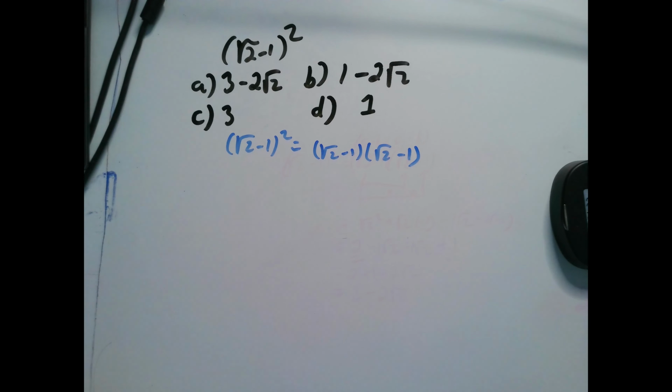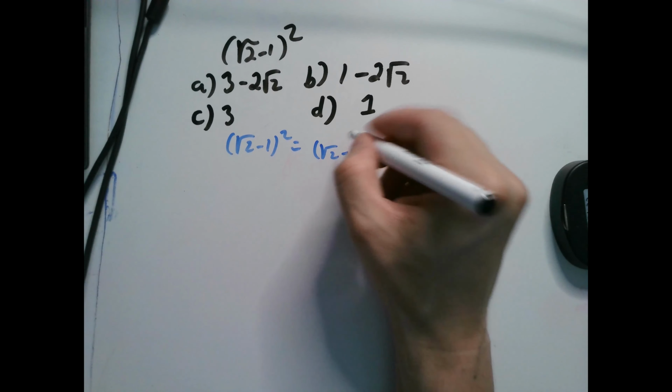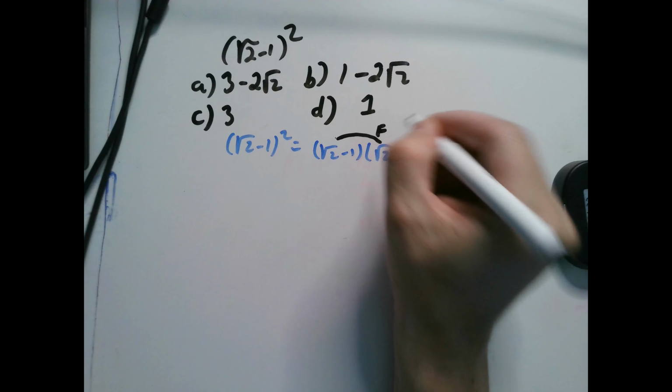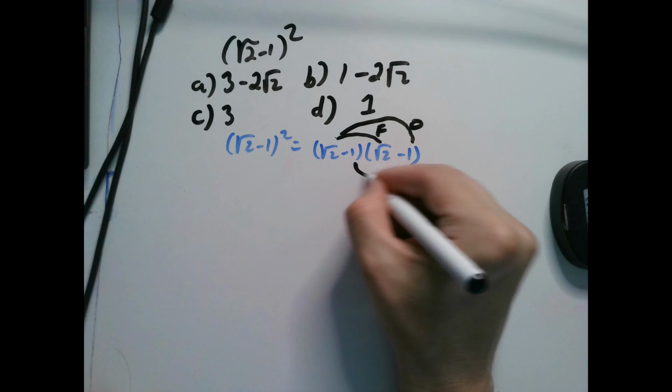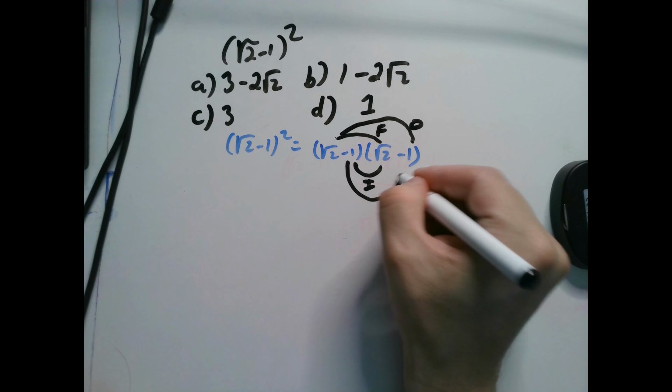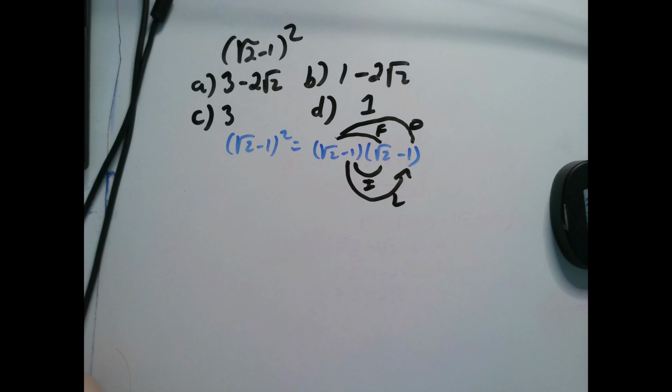So now let's label some things in here. So our F, where is our FOIL? So that's going to be this part. That's going to be our F. Our O will be right here. And then our I will be this. And our L will be that. Got it? That's going to be our FOIL.